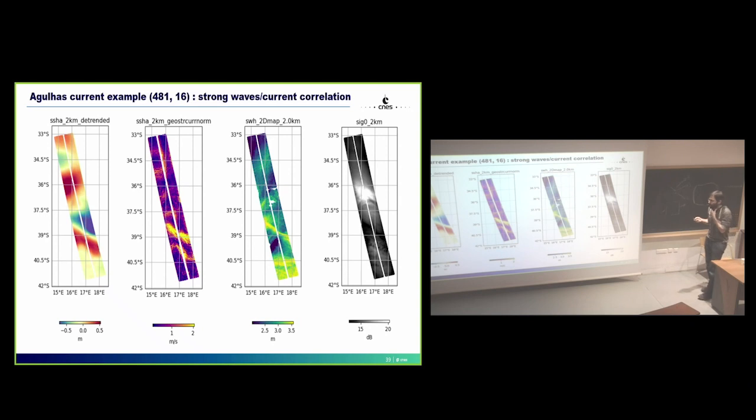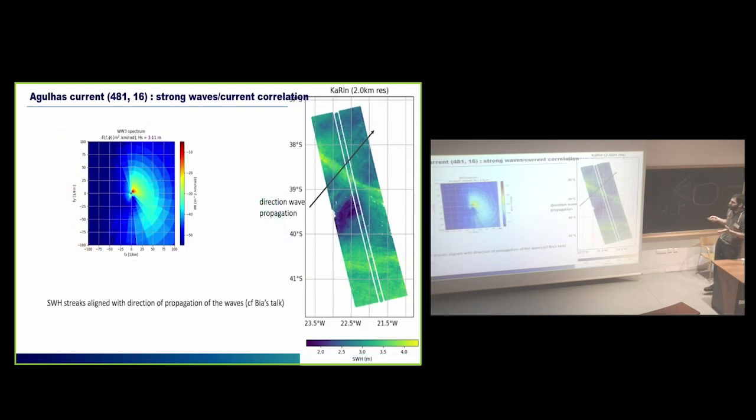Another example, so that was sort of studying the correlations between SWH and wind, or one example where the correlations were very strong. Another example was described by Bia, where you can look at the correlations between waves and, so this is SWH, waves and currents. Here from these pictures, you can see that there's a lot of correlation. And Bia showed a few of these cases and discussed some of them. So if you zoom in, you can see that, I don't know how well you can see them from the room, but there's this sort of SWH streaks going across the current, and which align pretty well with the direction of propagation of the wave.